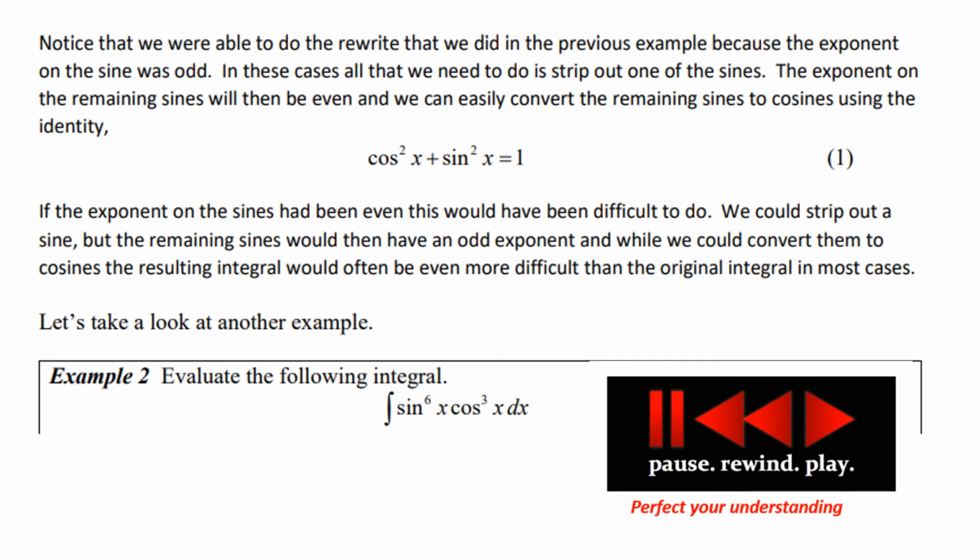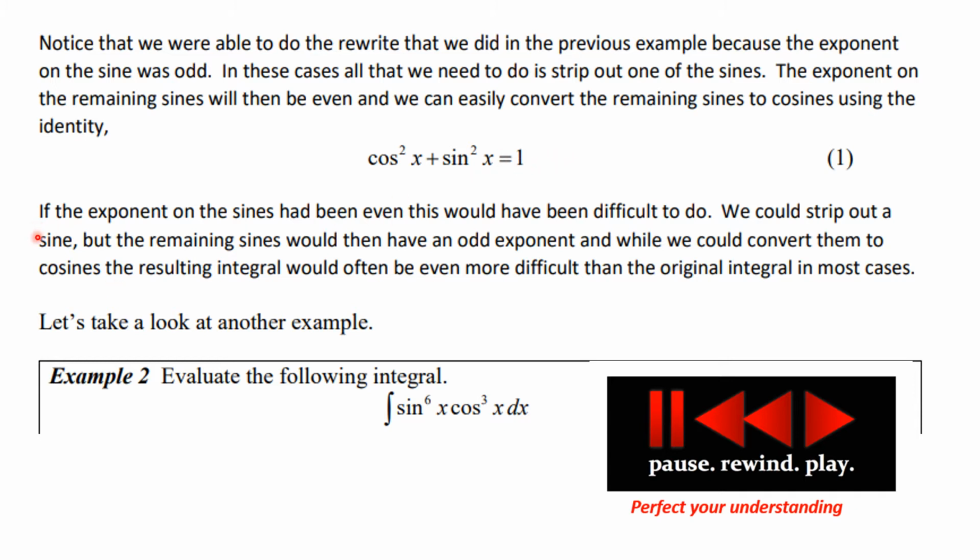I guess I'm saying that again, but notice we were able to rewrite what we did in the previous example because the exponent on the sine was odd. In these cases, all we need to do is strip out one of the sines. The exponent on the remaining sines will be even, and we can easily convert the remaining sines to cosines using this identity: cosine squared x plus sine squared x is equal to 1. Again, you commit this to memory.